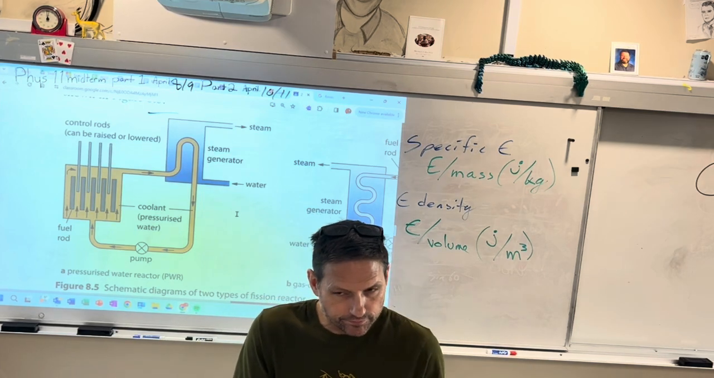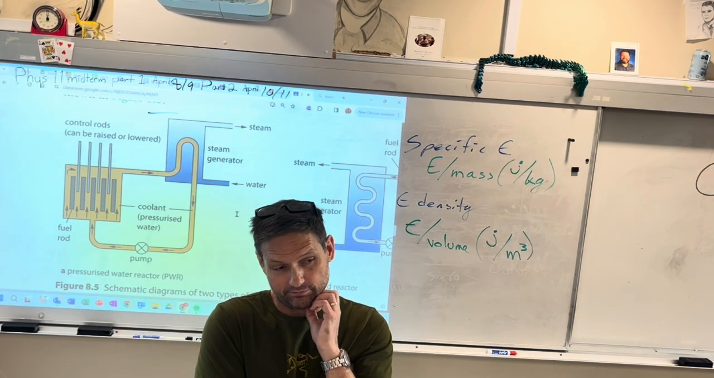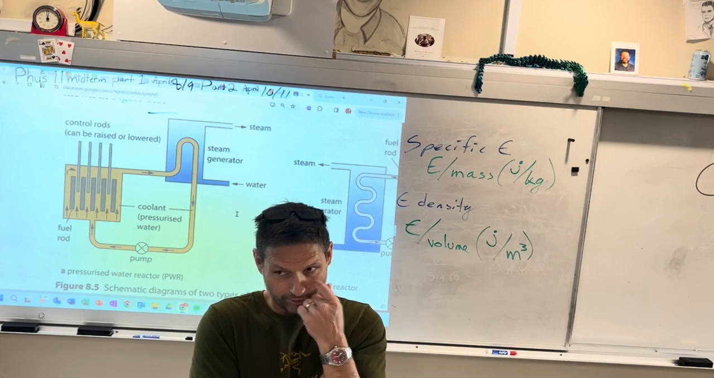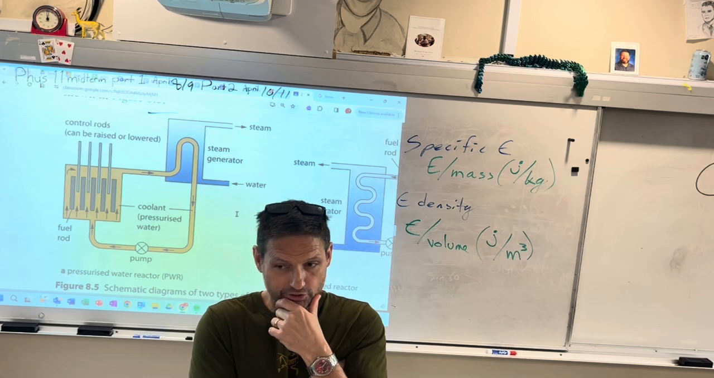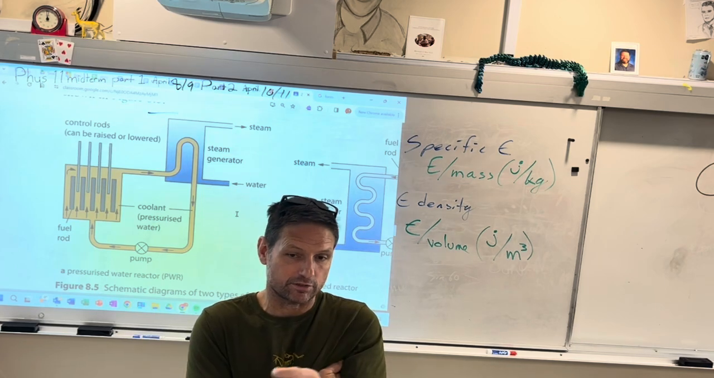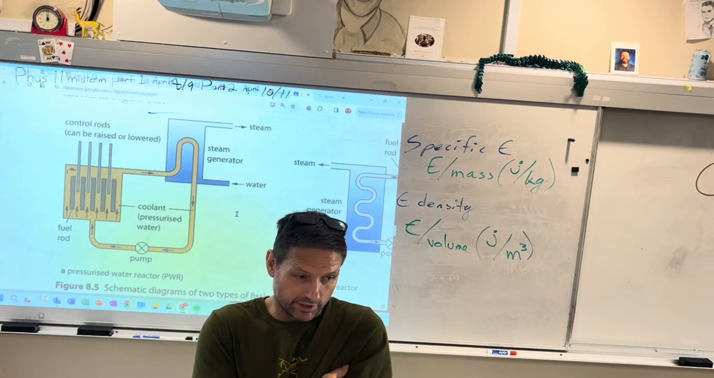So, if you want to stop the reaction, will the moderator stop the reaction? No. You need something that's not just going to slow them down. You need to absorb neutrons.